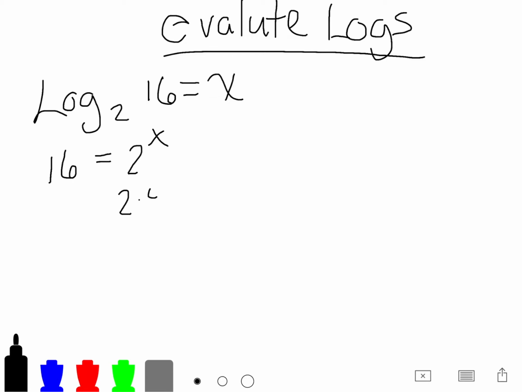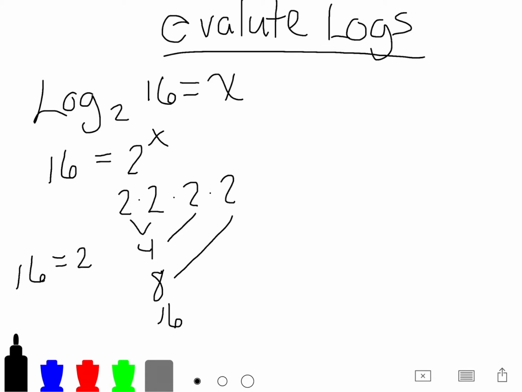So 2 times 2 is 4, times 2 is 8, times 2 is 16. So to the power of 4. So if 16 equals 2 to the power of 4, then x is 4. Okay? I'm going to do one more.